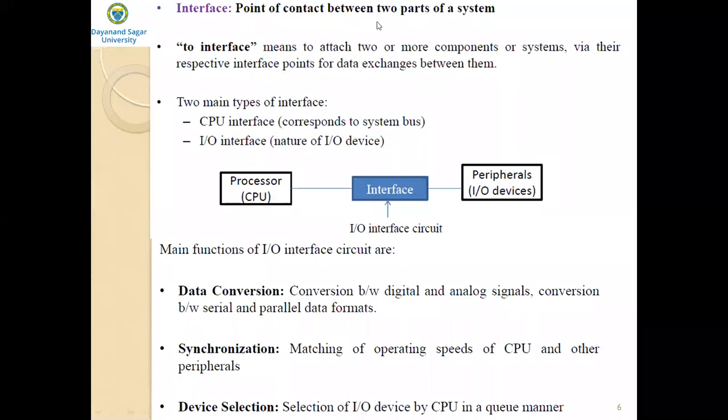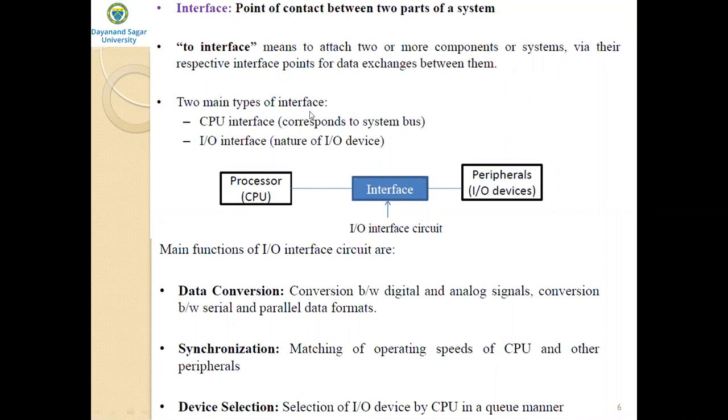So then what is an interface? An interface is nothing but a point of contact between two parts of the system. In other words, an interface is a shared boundary between two separate components of the computer system. So to interface means to attach two or more components or systems via their respective interface points for data exchange between them. That means an interface can be used to attach two or more components to the system for communication purposes.